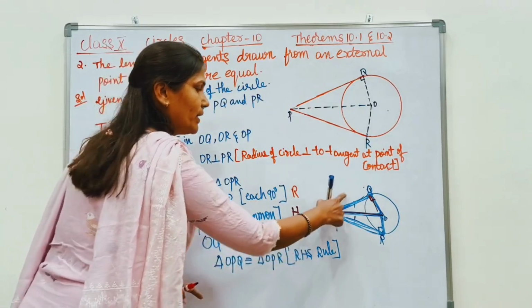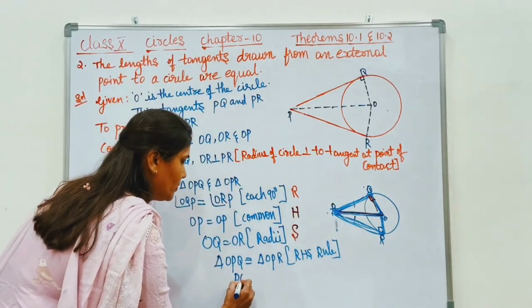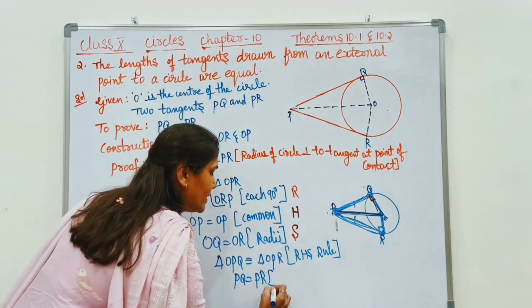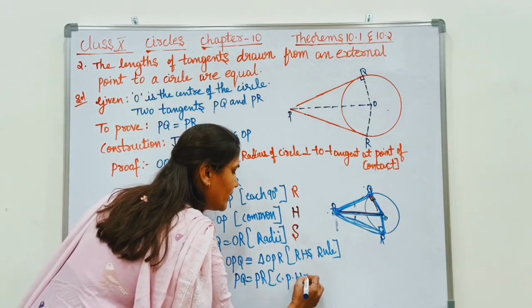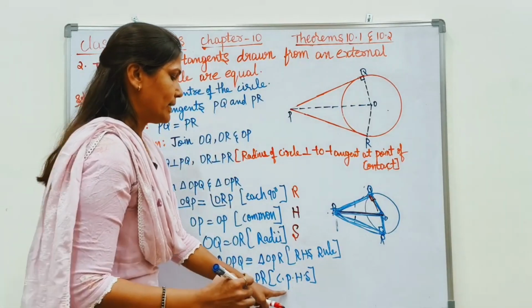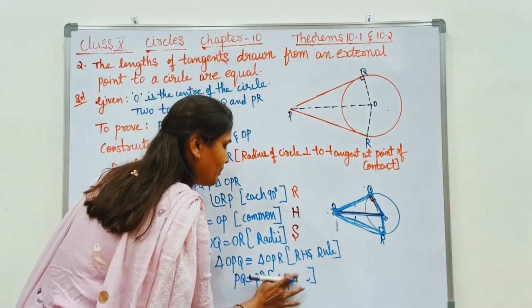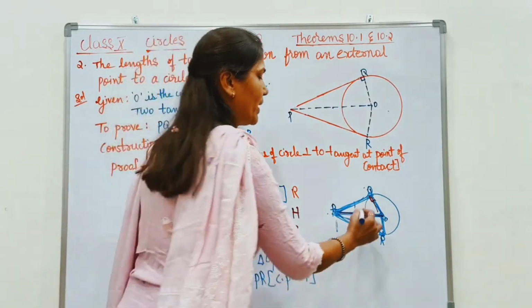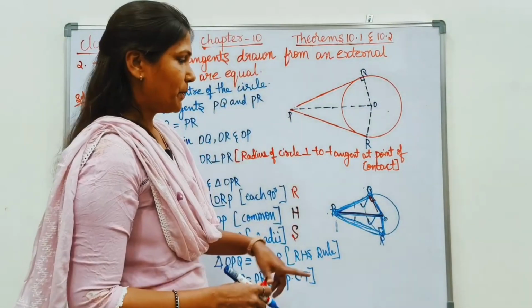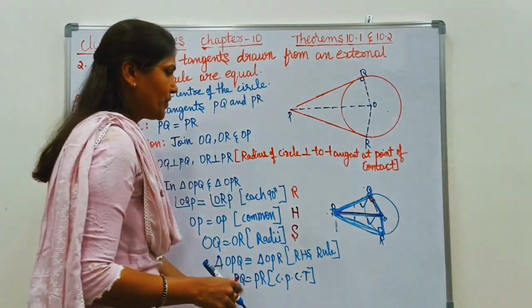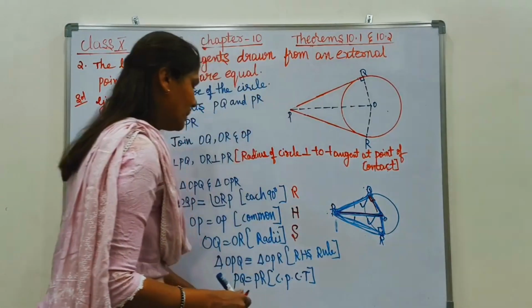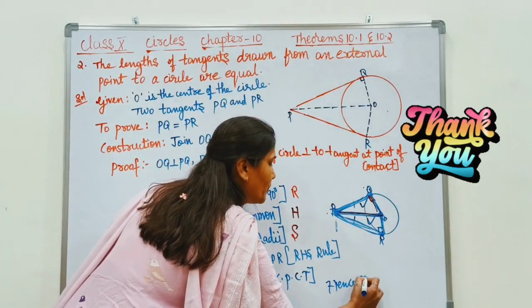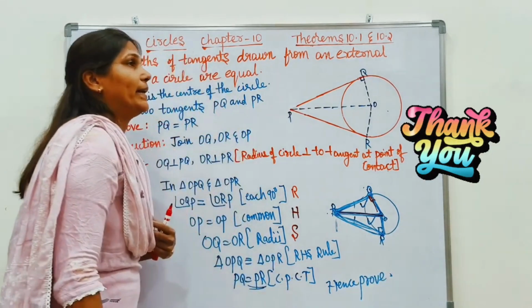Both are congruent, so corresponding sides we can take as equal. So PQ is equal to PR. What is the reason? CPCT. Why? Because in congruent triangles, their corresponding parts are also equal. CPCT means corresponding parts of congruent triangles. These two triangles we proved congruent, so their corresponding sides are also equal. So now we can write PQ is equal to PR. This is all that was asked to prove, so you can write hence proved. Okay, so this is a simple and easy theorem.